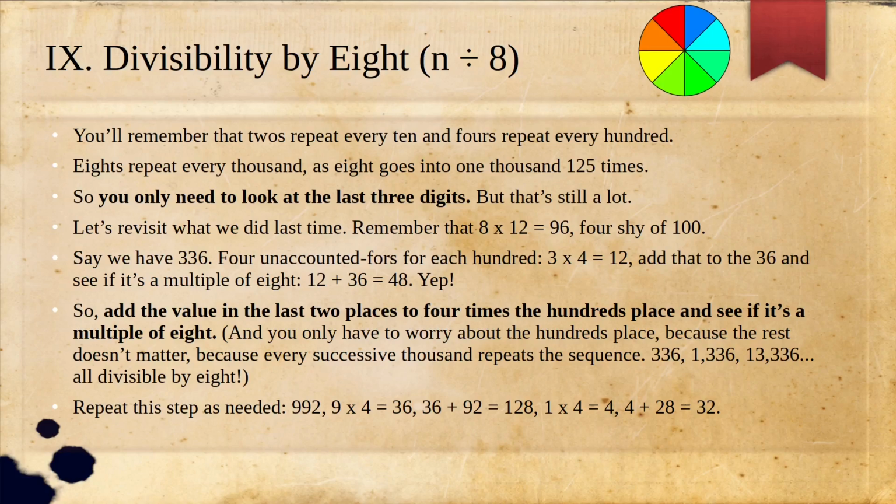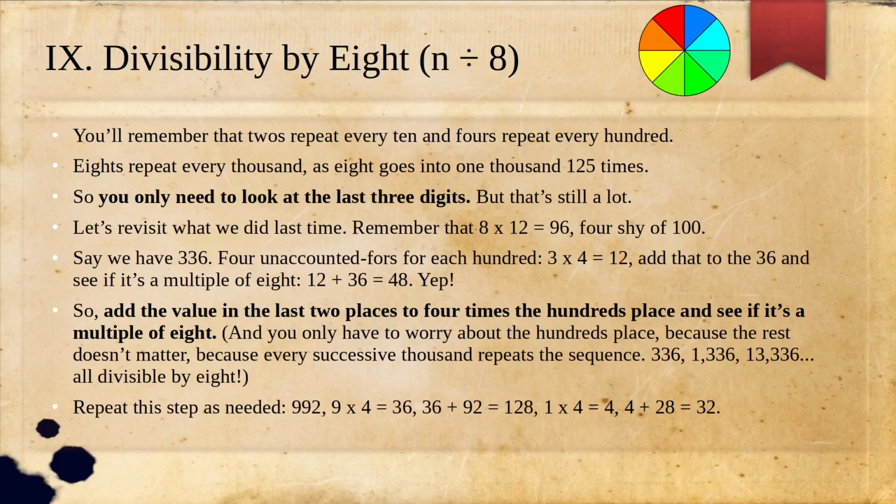8 times 12 is 96, 4 shy of 100, or 100 divided by 8 is 12 with a remainder of 4. In the case of 336, we have 300s, so we multiply those by 4 to get 12. 36 plus 12 is 48, which is 6 times 8. So the whole number, whether it's 336 or 123,336 or 789,123,336, must be divisible by 8.